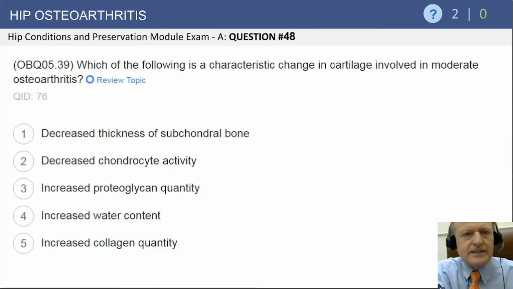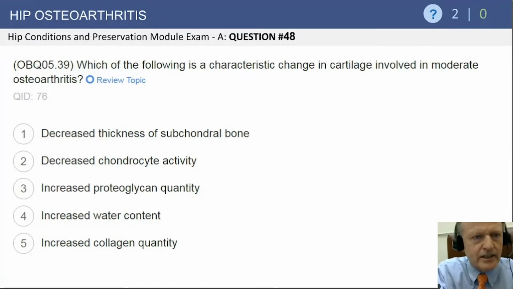Which of the following is a characteristic change in cartilage involved in moderate osteoarthritis? I'm assuming you all have done these questions, and I think the way these questions are worded, there's one that's clearly wrong, and all the rest of them are usually things that do happen, and it's just a question of staying alert for that.